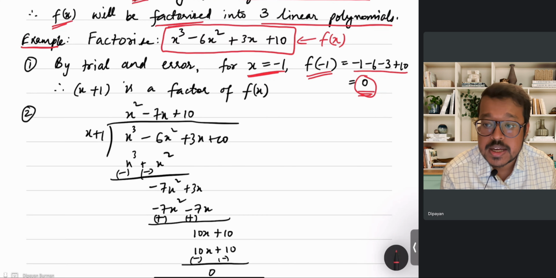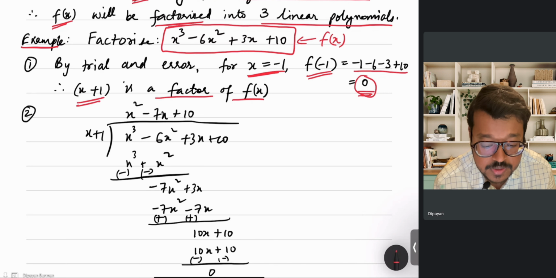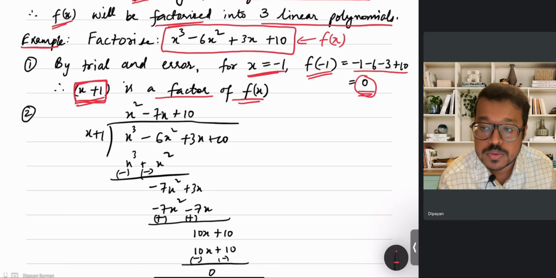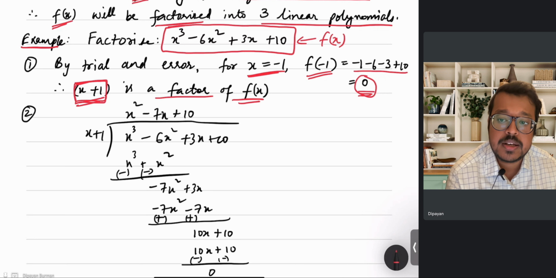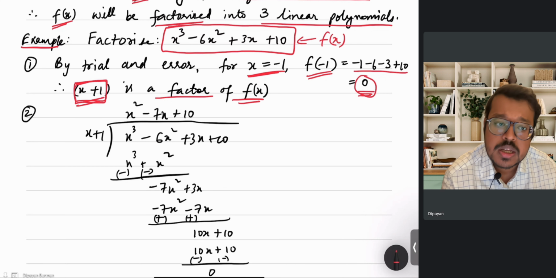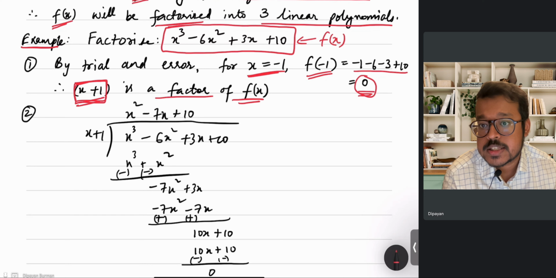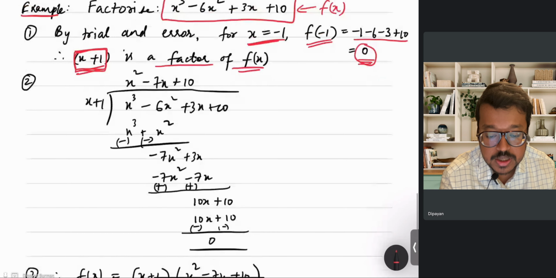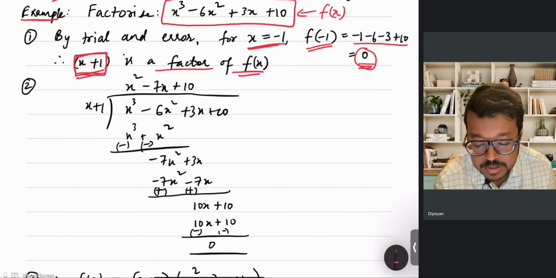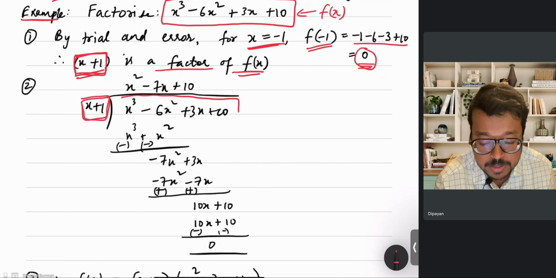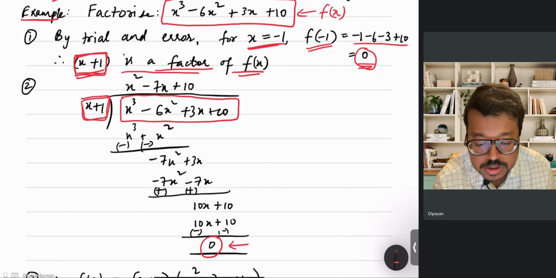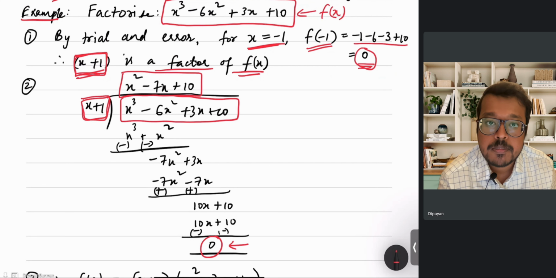So I will conclude that x plus 1 is a factor of f of x, because for x equal to minus 1, x plus 1 will be equal to 0, and then if I am dividing the cubic polynomial with x plus 1, the remainder is 0. And then I am doing a long division of polynomials where the divisor is x plus 1 and the cubic polynomial is my dividend. So through the long division process, obviously my remainder as expected is 0, and the quotient is x square minus 7x plus 10.